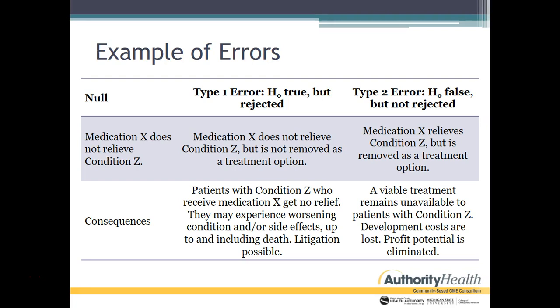And they may experience worsening conditions, side effects up to and including death, and litigation is possible in this sort of situation. Now let's say you commit a type 2 error, meaning the null hypothesis is false, but it wasn't rejected. So medication X relieves condition Z, but it's removed as a treatment option. And obviously the consequence of this is a viable treatment remains unavailable to patients with condition Z. So development costs are lost and profit potential is eliminated. And that's just a clinical example of errors and how they can affect data.